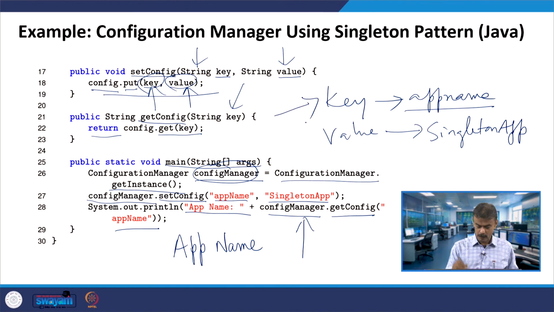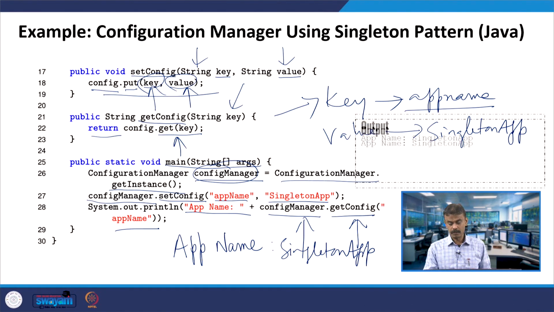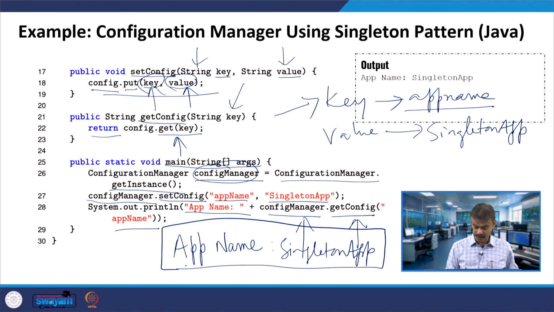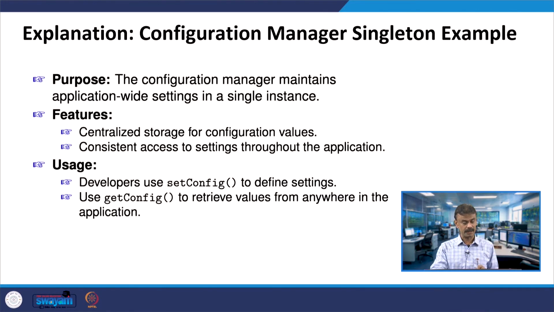In fact, the key will not be printed because configManager is invoking getConfig, which has get of key. So, what is your key? The value is singleton app. When I run the code I have to get the output like this, appName singletonApp. This is what we are expecting and we get the output. This is how the ConfigurationManager using the singleton pattern in Java is working.